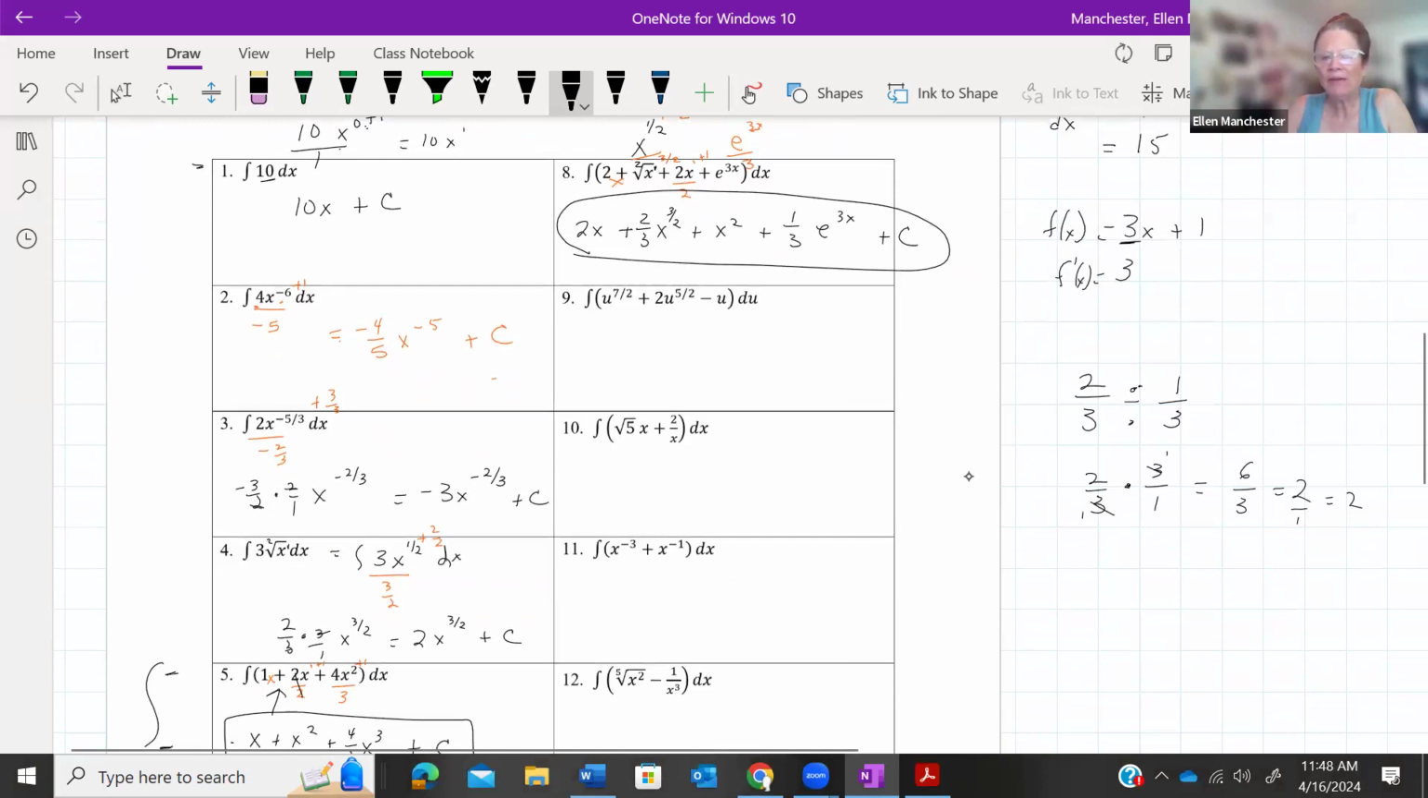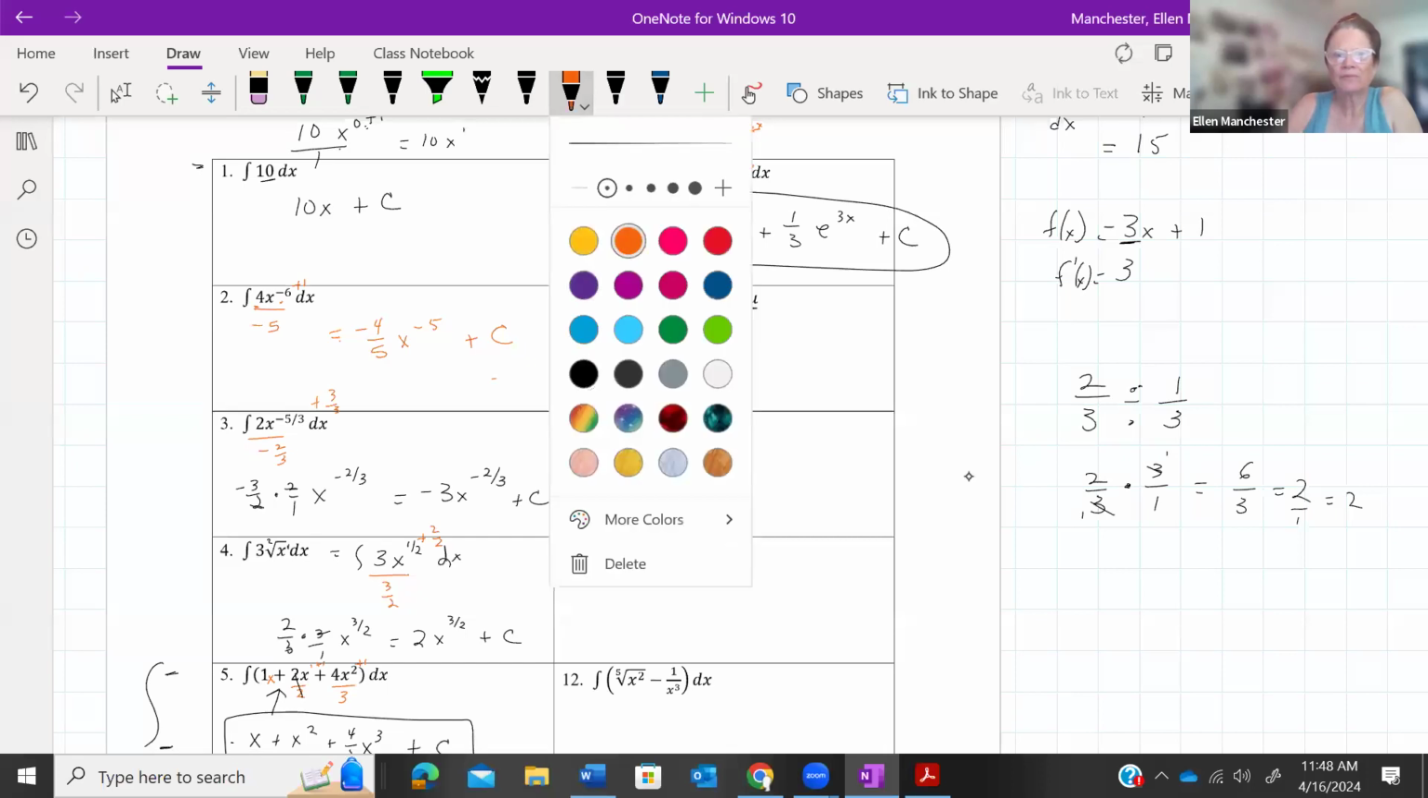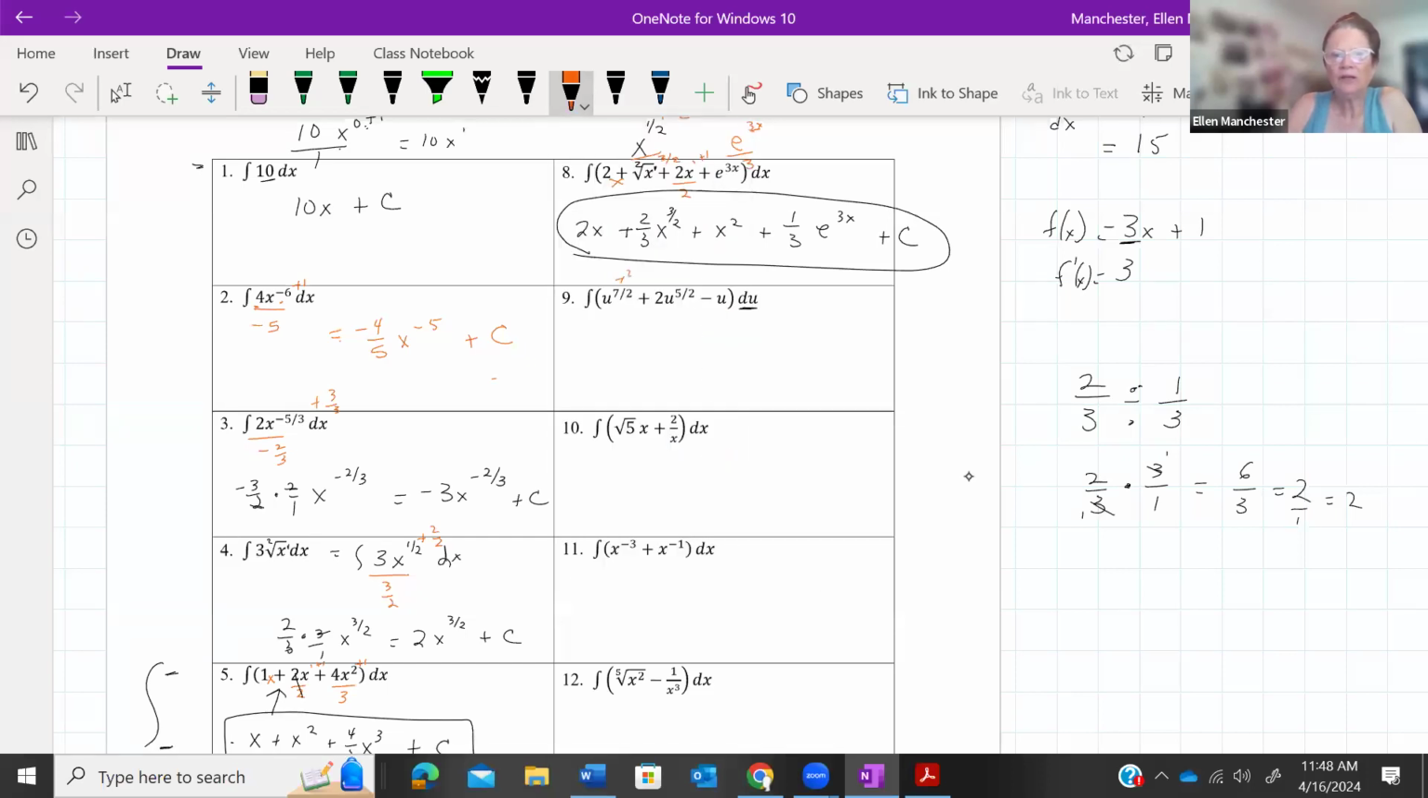Okay, number 9. So now we have u's. So you notice the du. It's no longer dx. It just means in terms of u. That's all that means. So it doesn't change anything, doesn't change technique or anything. It's just a different variable. Okay, so here we go. We're going to add 1, divide by my new exponent, add 1, divide by my new exponent, and then add 1, divide by my new exponent.